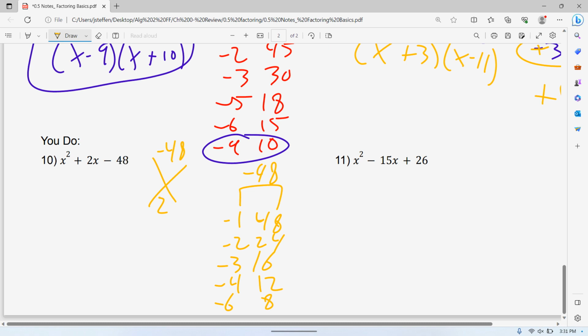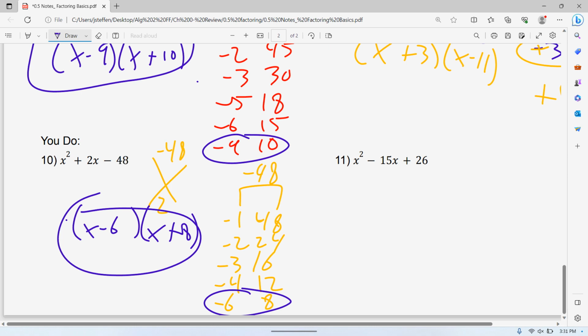Which one of those add up to be positive? 2, negative 6 and 8. So x minus 6, x plus 8. I got too excited with the parentheses. And again, it's always good to double check. Negative 6 times positive 8 is negative 48. Negative 6 plus 8 is 2.